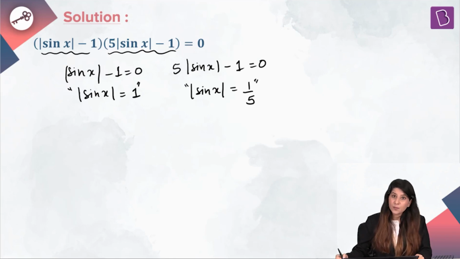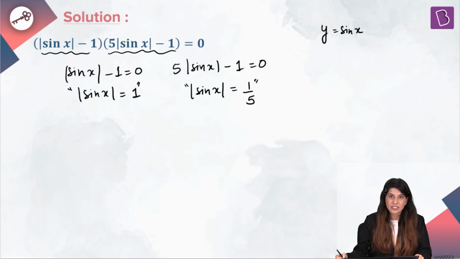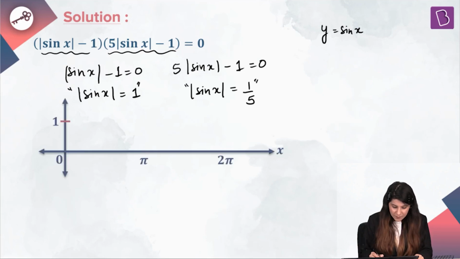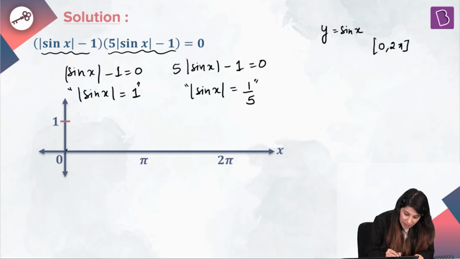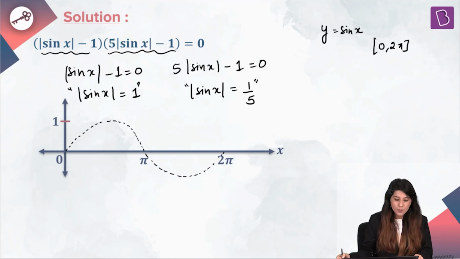For that, we need to plot the graph of modulus sin x. And to plot the graph of modulus sin x, we need to plot the graph of y equals sin x first. Let's do that. So let's plot the graph of y equals sin x in the interval 0 to 2 pi. If we do that, we get a graph just like this. This is 0 to pi and this is pi to 2 pi.